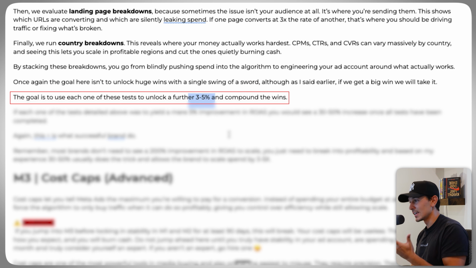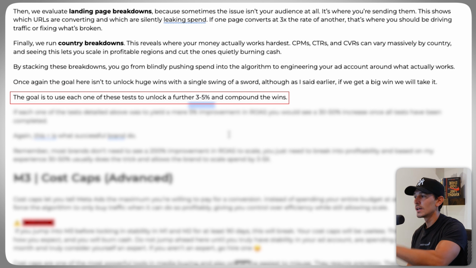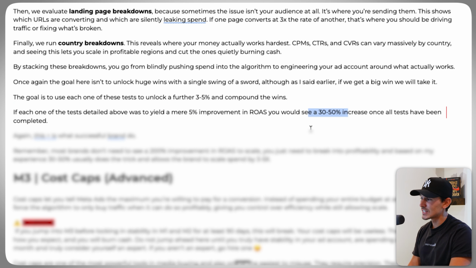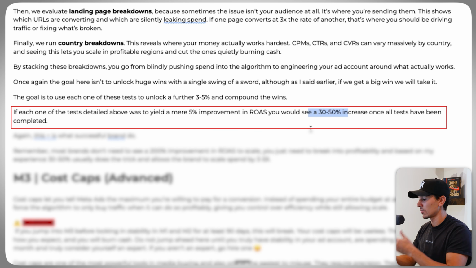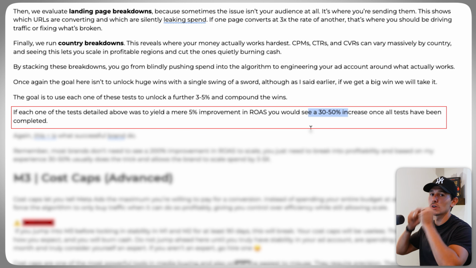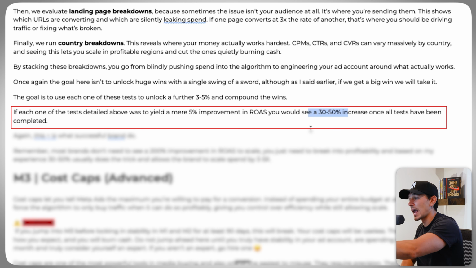The reality is each of these compound on one another. So when your placement breakdowns get you a 5% improvement, and then your age breakdowns get you a 6% improvement, these are all stacking on top of one another. And as I wrote here, it's absolutely no surprise if you see a 30 to 50% increase in your return on ad spend after each of these are implemented, plus you've done M1 properly and you've implemented a proper structure.